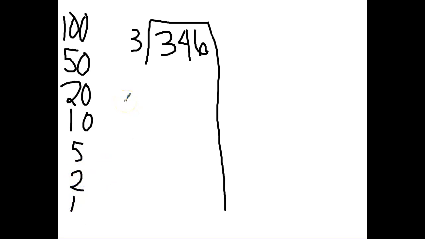All right, and so now we're going to look and see. We're going to start with our top friendly number, which is 100, and see how many times 3 can go into 346 without going over the number 346. So we're going to try times 100 first and think, can I do 3 times 100 and get near 346 without going over? What is 3 times 100? Good. 3 times 100 is 300.